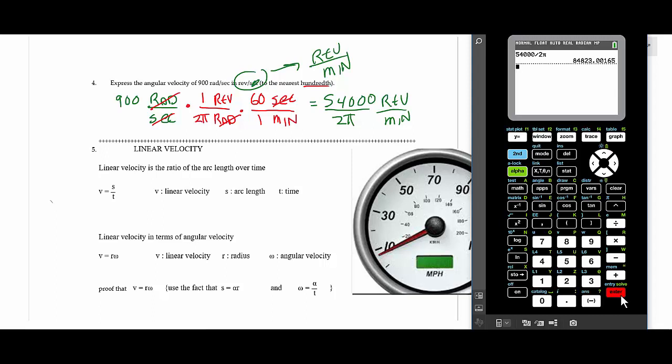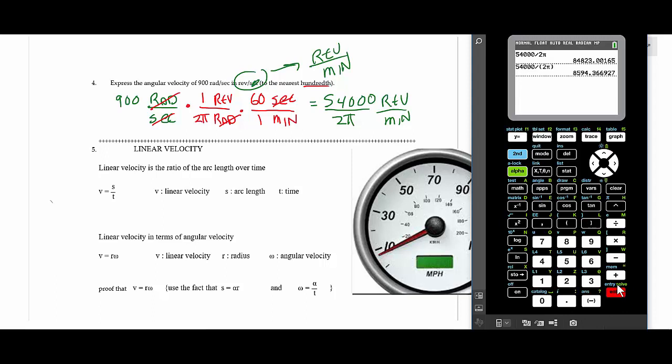So the correct way to put this in your calculator is 54,000, like that, and then divide by parentheses 2 pi. Because you have to control the order that the calculator is going through. So you want the calculator to do the 2 pi before it does that division. Now, if I do this, this is the right answer.